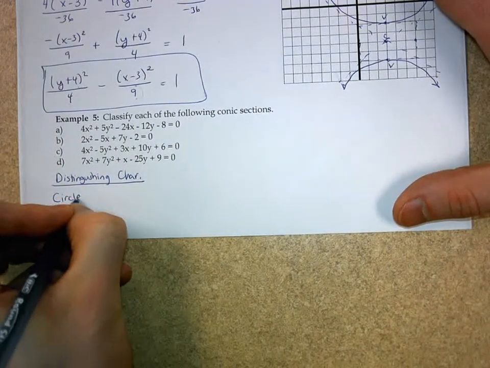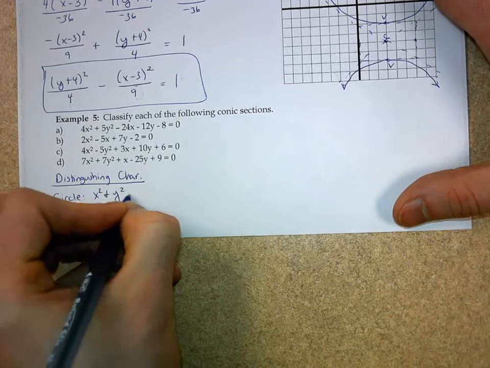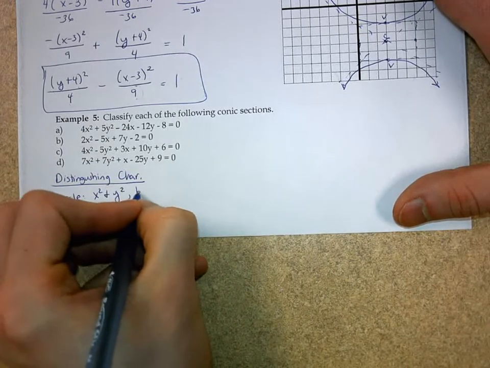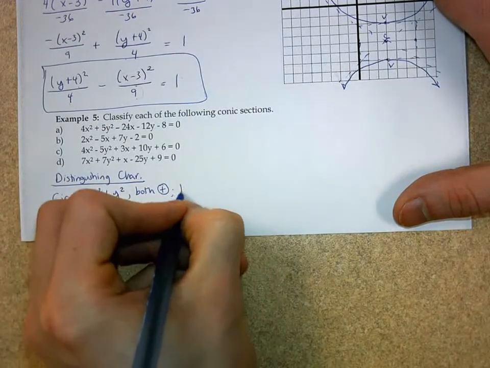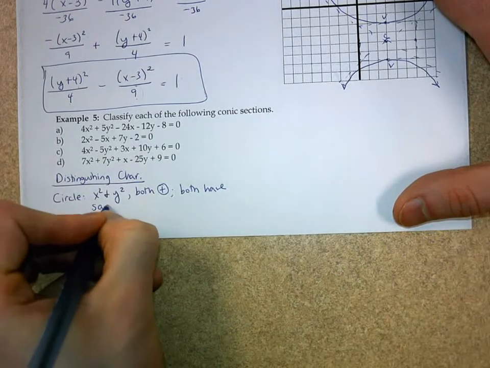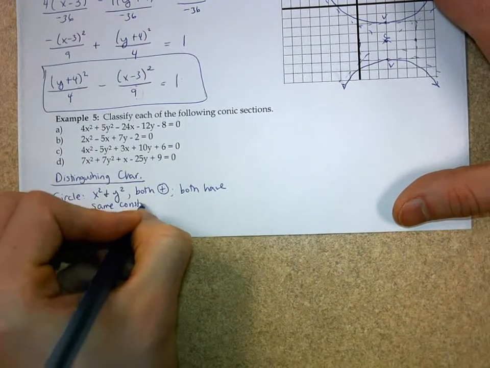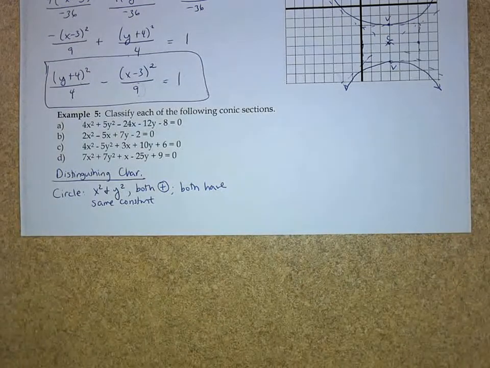When we have a circle, we have an x squared and a y squared. Both of them are positive, and both have the same constant. So those are the three things that I look at for a circle. Do I have both an x squared and a y squared? Are both positive? And do both have the same constant?